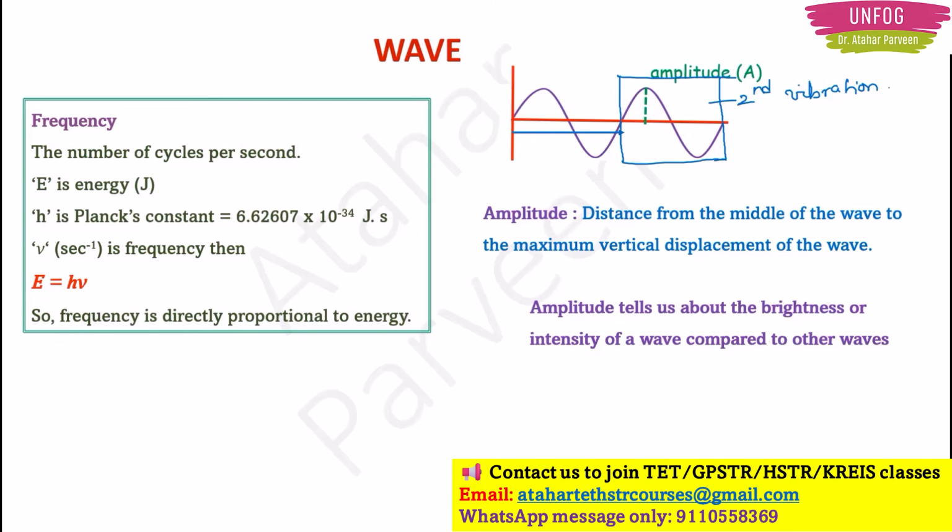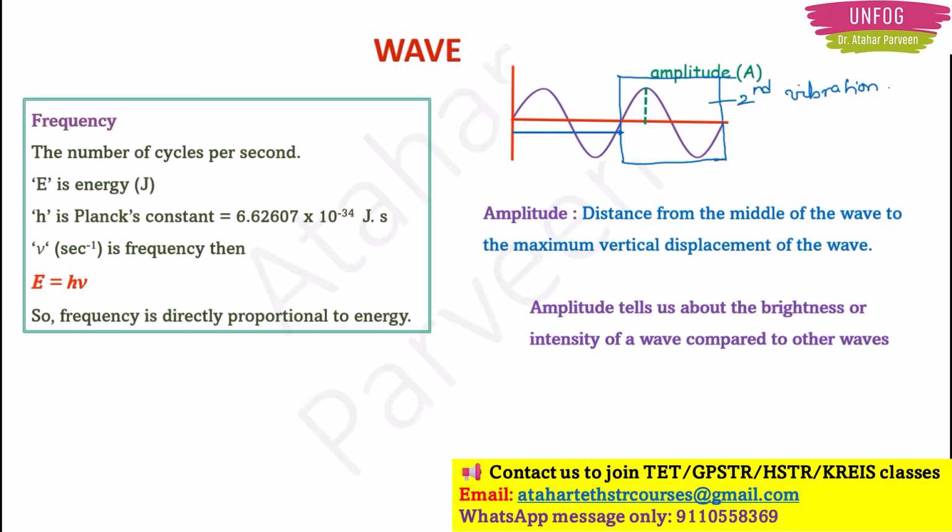This frequency is also related to energy. Here you can see that E equals h nu, the well-known formula given by Planck. Here E is the energy of the wave. This energy is in joule. h is Planck's constant. The value of Planck's constant is 6.62 times 10 raised to minus 34 joule second. And nu is the frequency, of course. So for any wave, the energy of that wave and its frequency are directly proportional to each other.